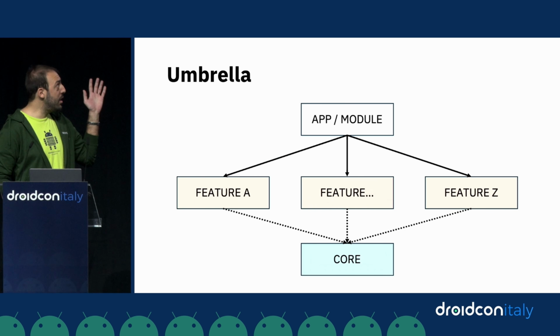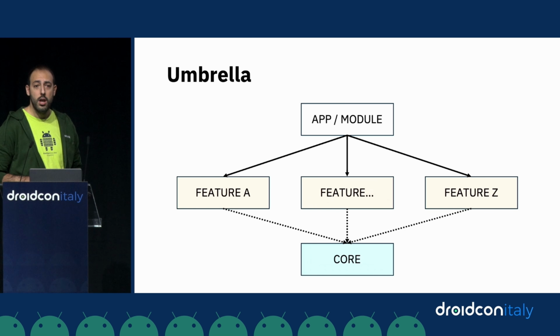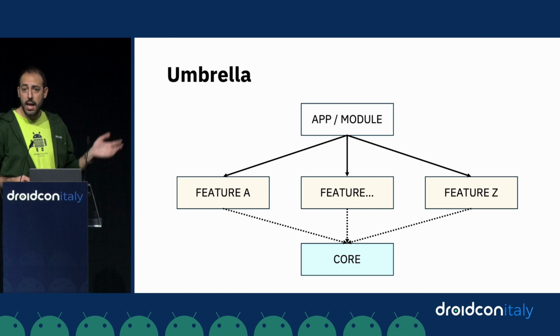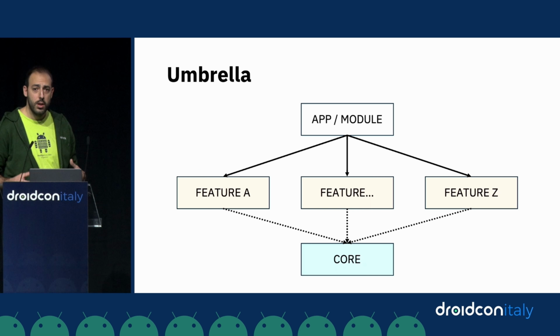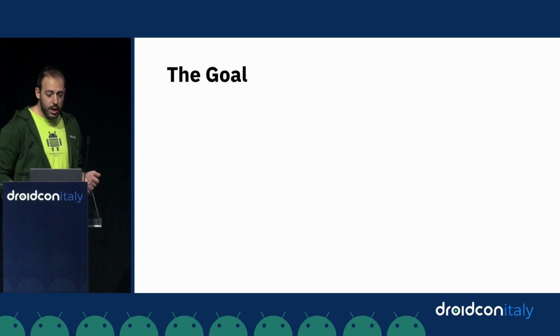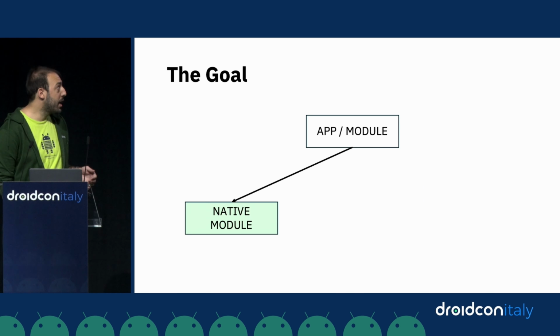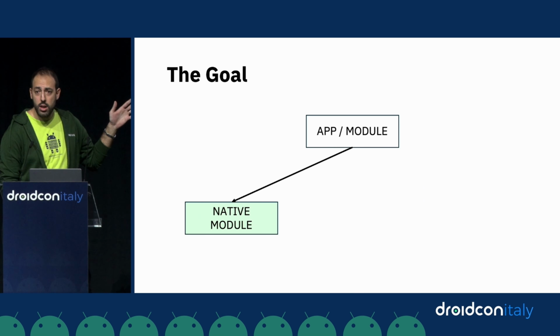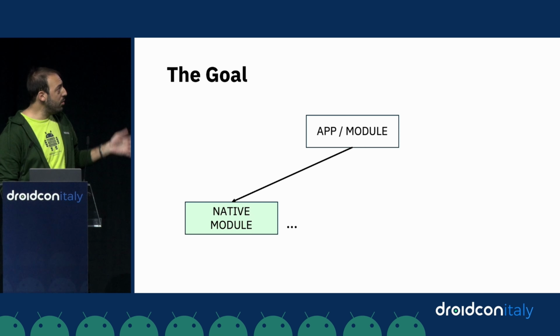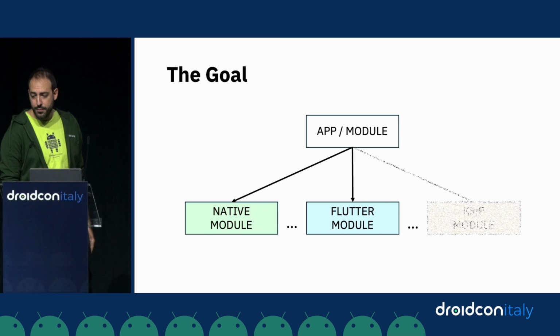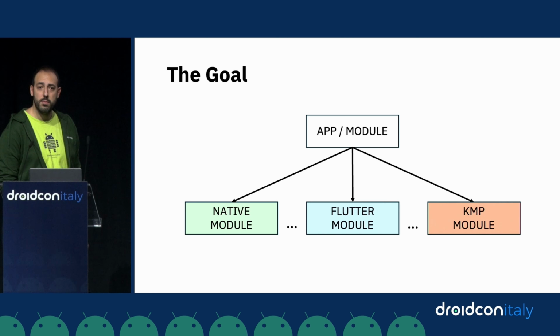So let's imagine that your app or module, umbrella module, is including some features, and then optionally they can have a core in common, right? In our project, our goal for today is to create a module that is including some features, Android native features, but also a Flutter module and also Kotlin Multiplatform modules.